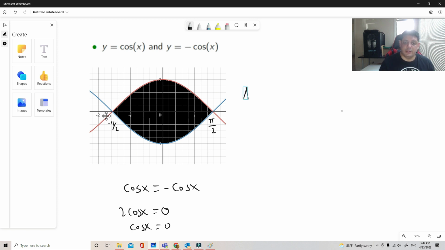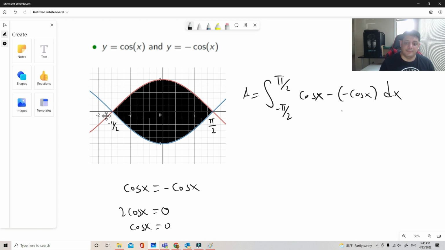So the total area is calculated as the integral from minus pi half to pi half of cosine of x minus minus cosine of x. Notice that cosine of x is the one on top and minus cosine of x is the one on the bottom. You can verify that because when you are at 0, cosine of 0 gives you 1, and therefore minus cosine of 0 is going to give you minus 1.